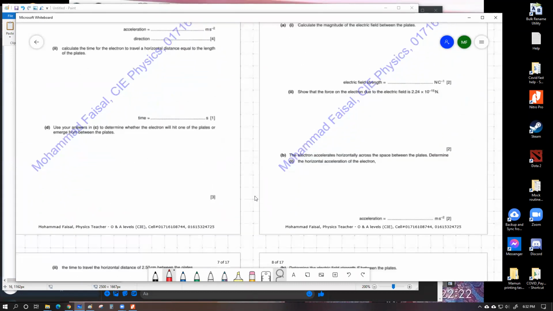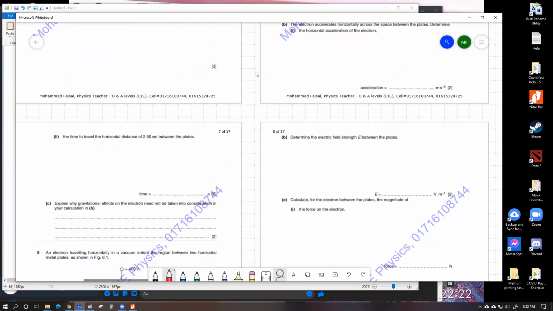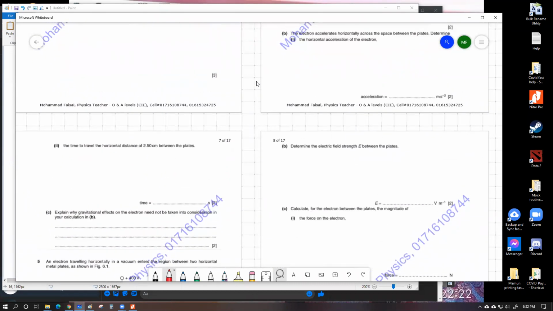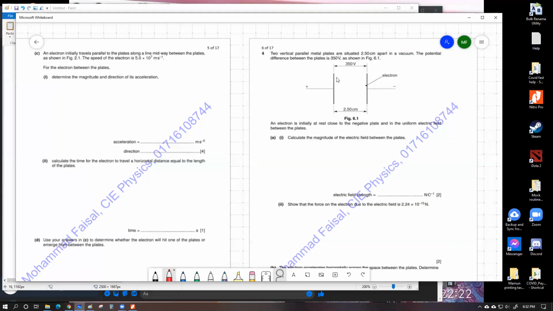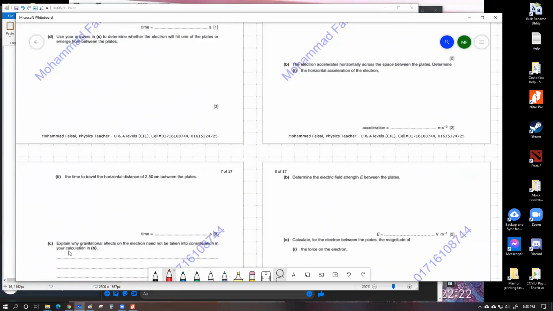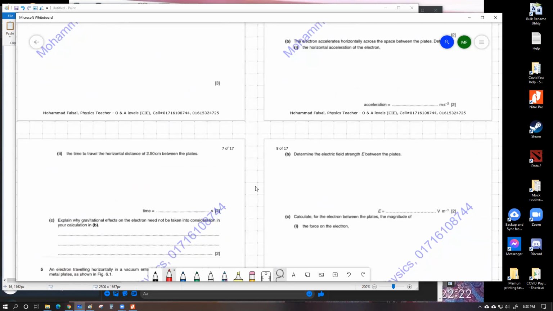এটা simple problem, এটা পারবা। এই যে এখানে একটা জিনিস দেখো, these two plates are vertical and the electric field was horizontal. So in this case they are asking us to explain why the gravitational effects on the electron need not be taken into consideration. You're going to say that the gravitational force works perpendicular to the direction of the electric force. So the motion is unaffected by gravitational force, or weight does not affect its motion.